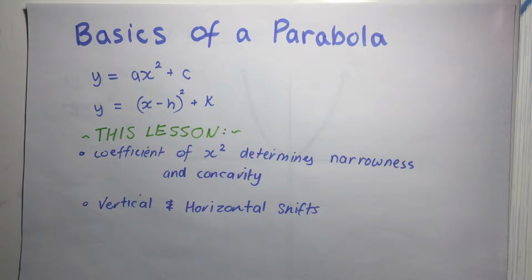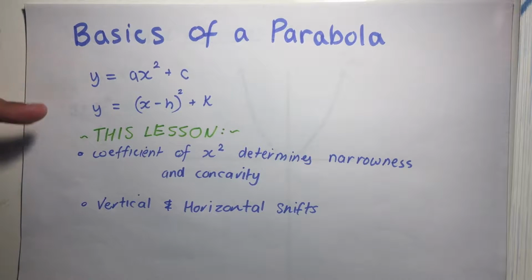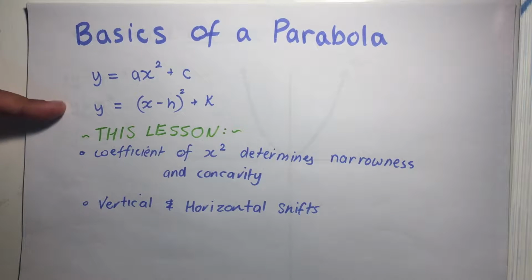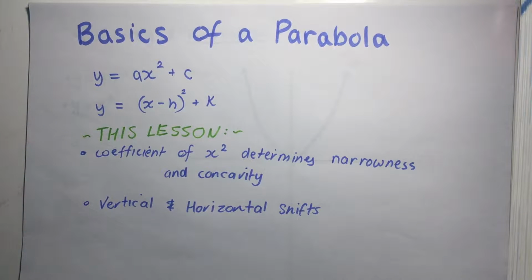In this lesson, we are going to look at the basics of a parabola, with parabolas in the form of y is equal to ax squared plus c and y is equal to (x minus h) all squared plus k. We will discover how the parabola will appear when the values of a, c, h and k are changed. This lesson will look at the coefficient of x squared and see how it determines both how narrow the parabola is as well as the concavity.